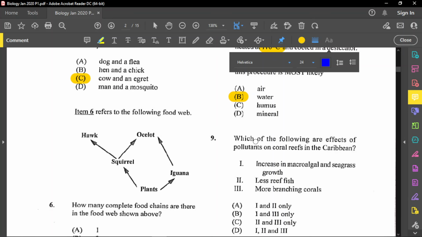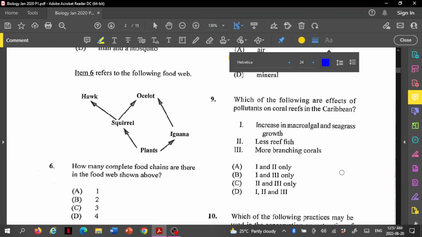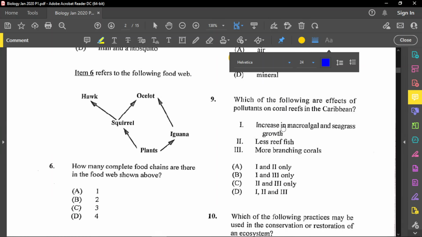Now, question number 9 is which of the following are effects of pollutants on coral reef in the Caribbean? I'm just looking at number 9 and then I'll go to number 6. So just bear with me again with the numbering. Watch what I'm doing real carefully. Here it said an increase in microbial and seagrass growth. And here it said less reef fish, and it said more branching corals.